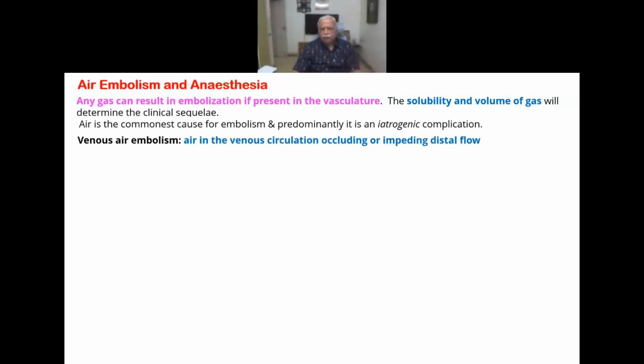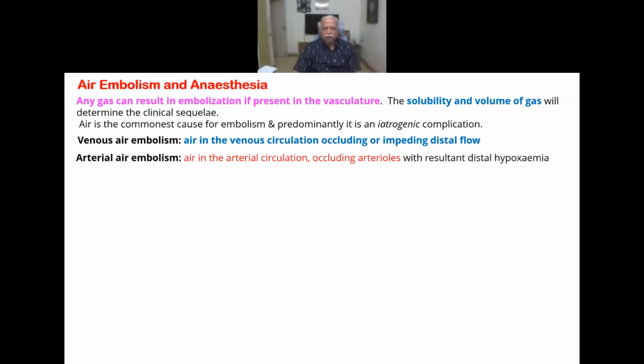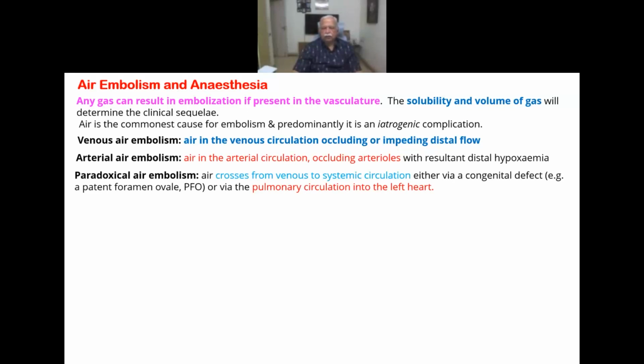And there are three types of embolism: venous air embolism, arterial air embolism, and paradoxical air embolism. Venous air embolism is air getting into the venous circulation and impeding the distal flow. Arterial air embolism can happen even with smaller volumes of air. Commonly, a small volume of air, 5 ml, can go into the coronary arteries and block them and produce an acute ischemic episode. Whereas for venous air embolism, you require a larger volume. Paradoxically, it can transfer from the venous side to the systemic side, either because of a septal defect like a patent foramen ovale, or from the pulmonary circulation into the left heart directly. So that is how it can transfer.